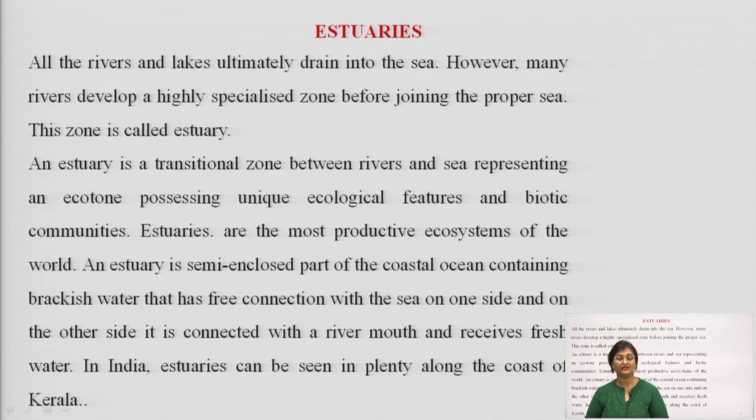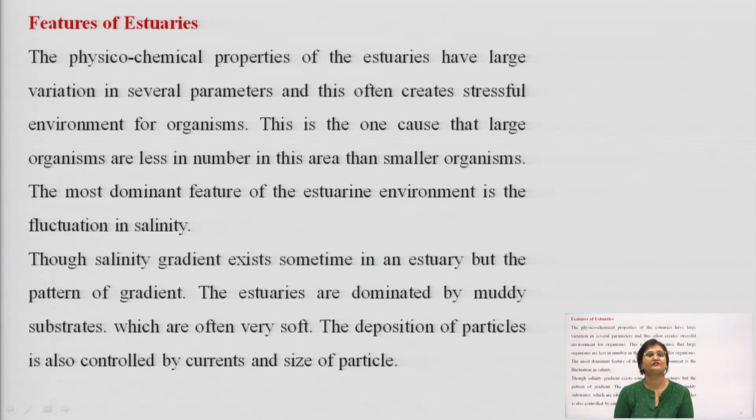Estuaries can be characterized by two distinctive regions. One mouth opens to the salty water, the ocean or the sea. The other mouth is adjoined by fresh water flowing from lakes and rivers. Now, let us look into the various features of estuaries. The physico-chemical properties of estuaries have large variations in several parameters, and this often creates a stressful environment for the organisms. This is one cause that large organisms are fewer in number in this area than the smaller organisms.